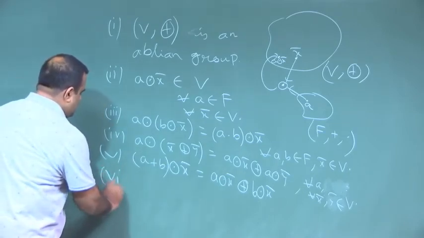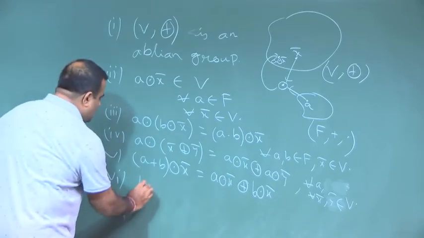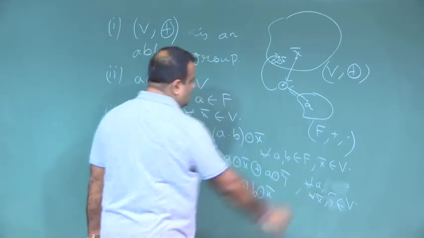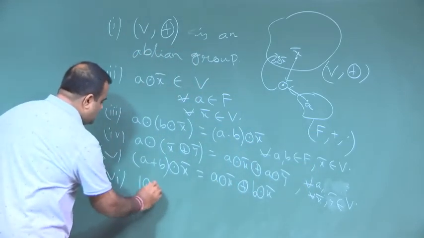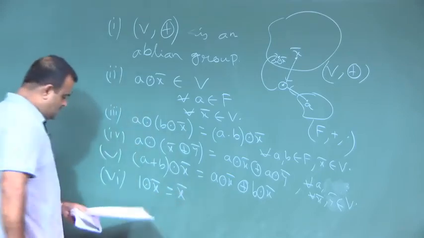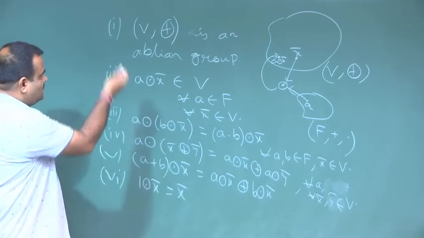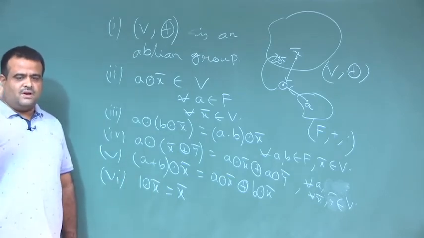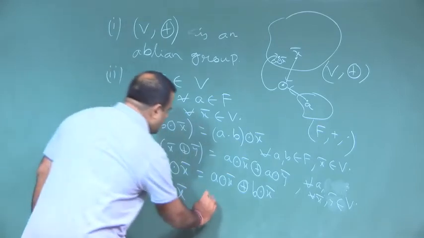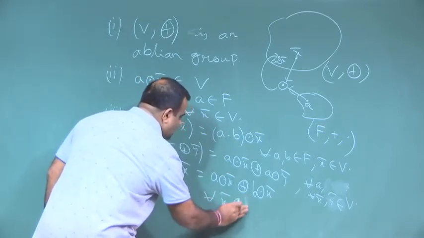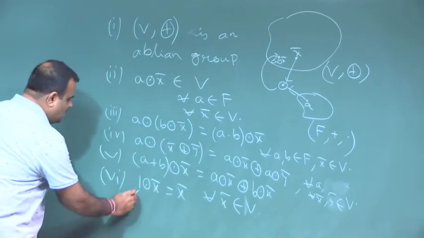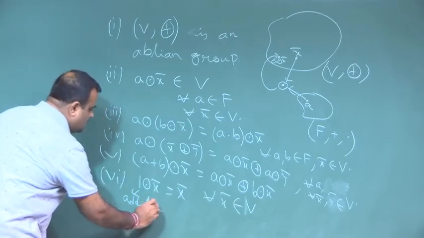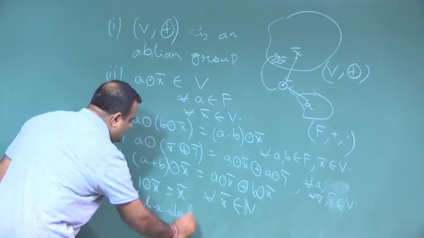And then 1, the multiplicative identity of the field F. If we operate 1 with any vector X, this will give us X. This is the definition. We should have this property in order to call V a vector space over the field F. So, this is for all X belongs to V, where 1 is the identity in F.